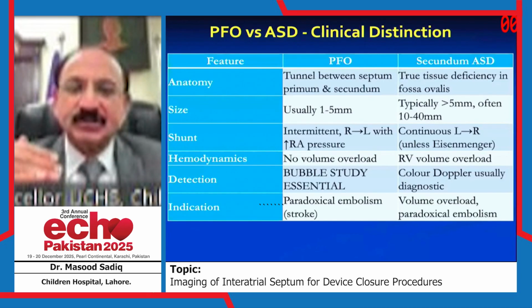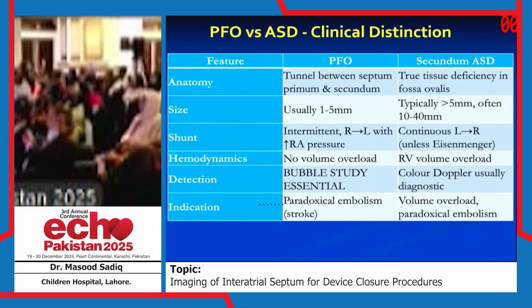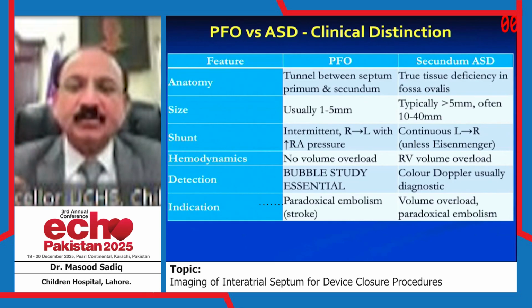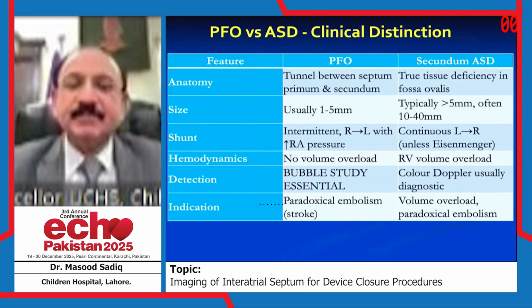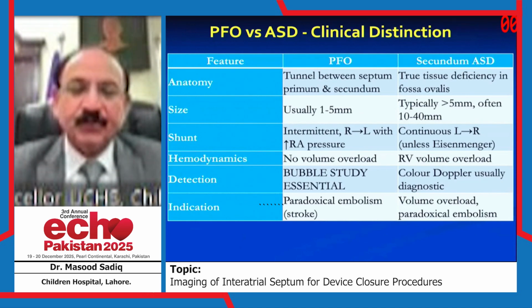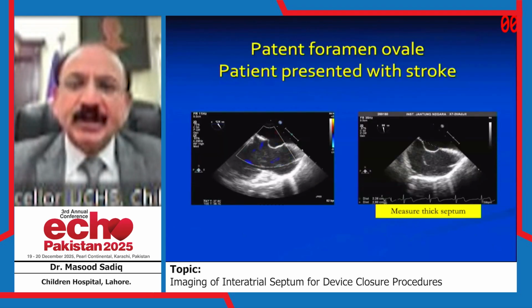The shunt, classically, in PFO would be right to left with increase in right atrial pressure, but unless there is Eisenmenger, secundum ASD will be left to right. In terms of hemodynamics, you will not have any RV volume overload with PFO, but significant RV volume overload with an atrial septal defect. Detection is facilitated by color Doppler in ASD and by bubble study in PFO. And the indications are paradoxical embolism and RV volume overload. I will take you through PFO first.